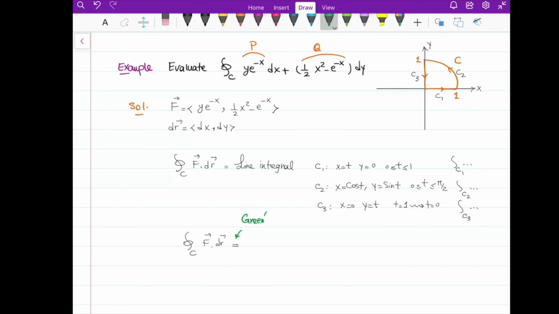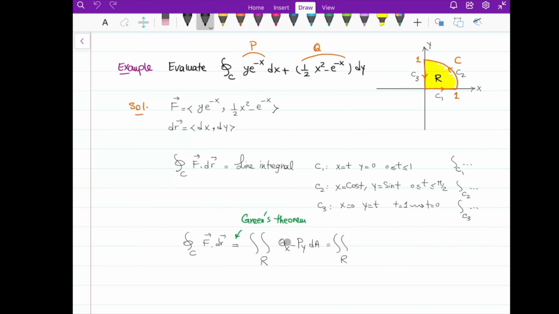So Green's theorem. And I'm going to write this as the double integral over the region R, which is where? The region R is the region that is enclosed by the closed curve C. That's the region R. Okay, of what? I need to write this of q with respect to x minus p with respect to y dA. That was the formula.